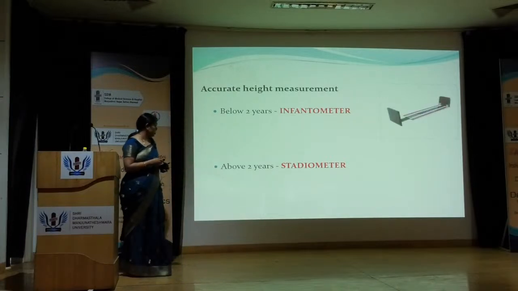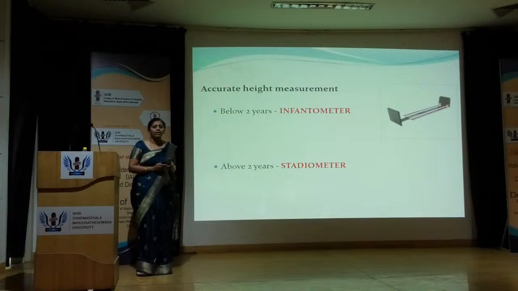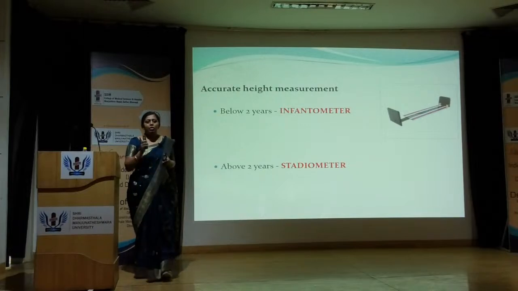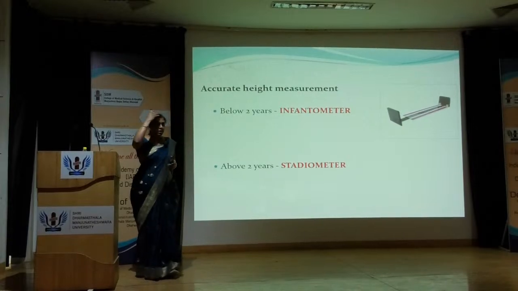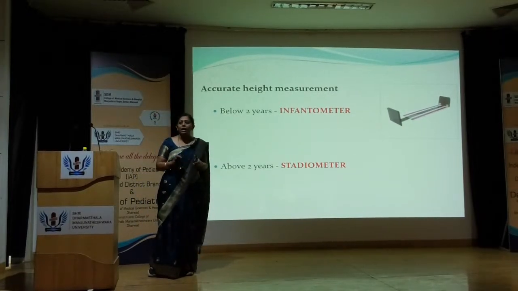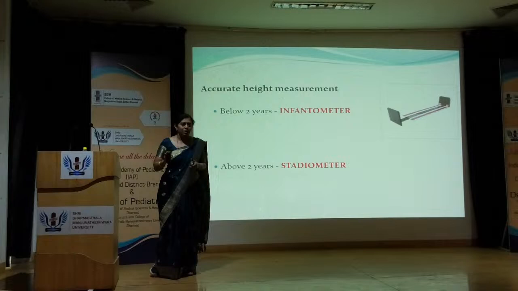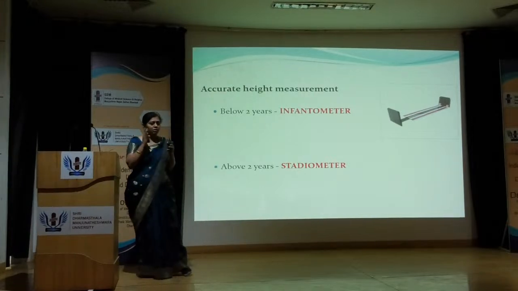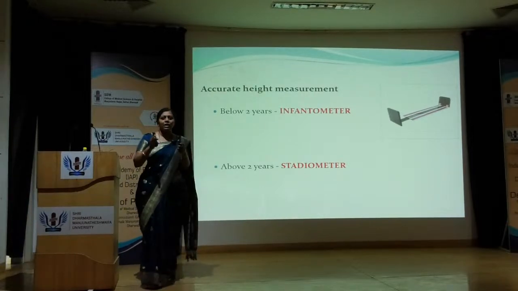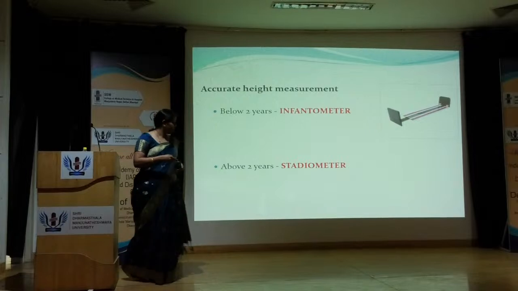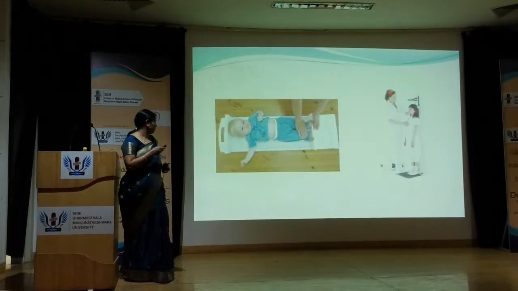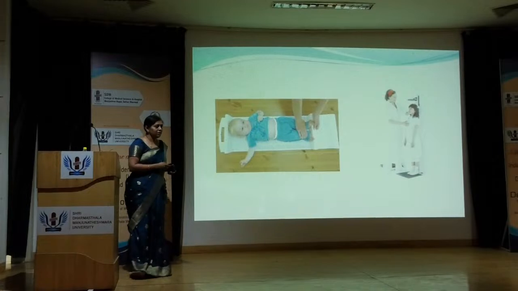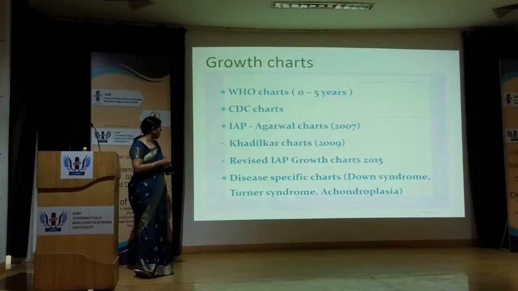After 2 years we use a stadiometer and 5 points have to be taken care of: heel, calf, buttocks, shoulder blade and the occiput. And the extra accessories like the cap and the socks have to be taken out, and then you measure the height properly. Then only can we say the height is accurate, and then you can correlate subsequently. This is how we measure the length and the height.